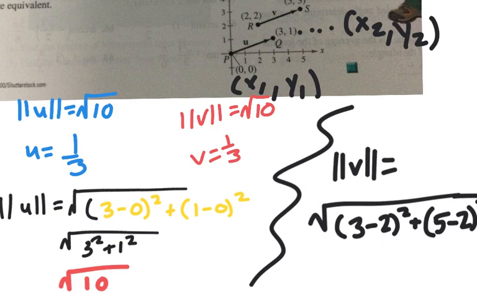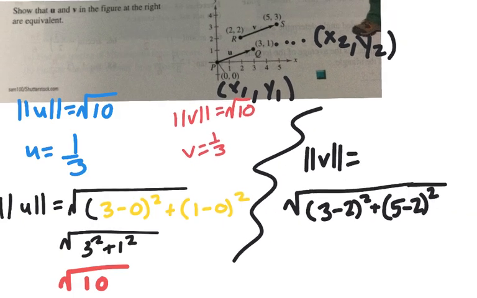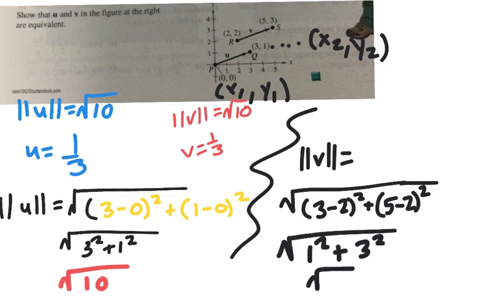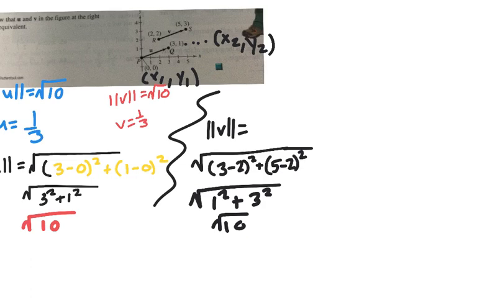Because you're adding them, you just have to subtract the x's, subtract the y's, square them, and then add that together. So I did it out of order. It's my fault, but it doesn't really matter. That's going to be 1 squared plus 3 squared, which is still radical 10. Any other questions on magnitudes? Okay, slopes. We just use the slope formula.